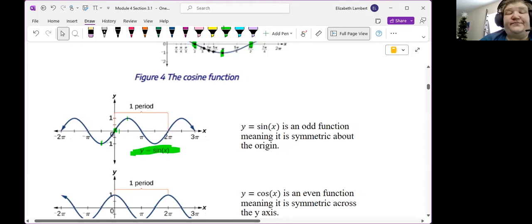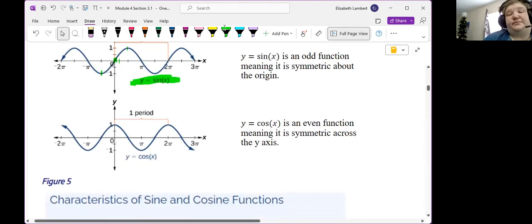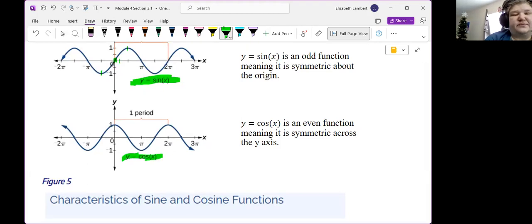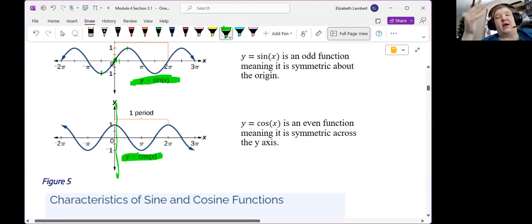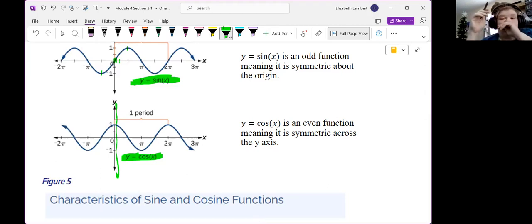Cosine is an even function, so it's symmetric across the y-axis. When we look, if I cut the graph right there on the y-axis, I can fold those two sides up and all the points will line up perfectly. So cosine of a positive x will be the same as cosine of a negative x.